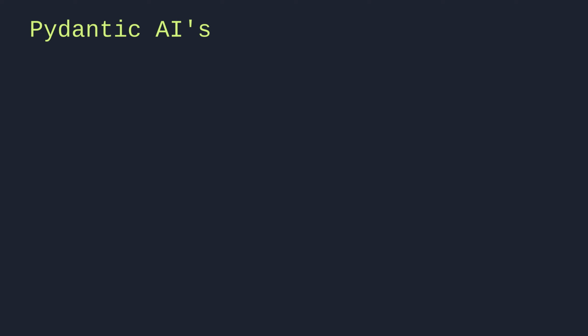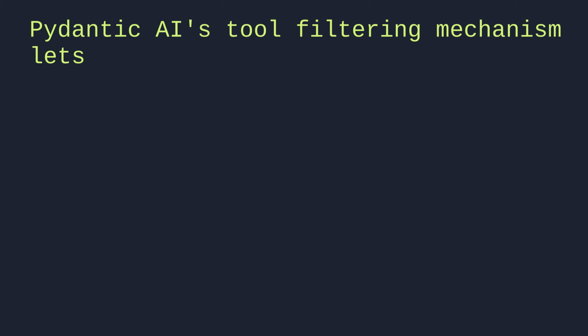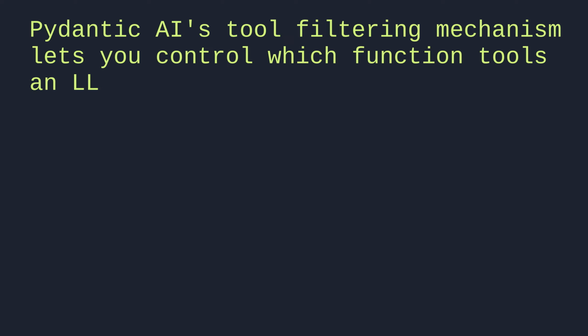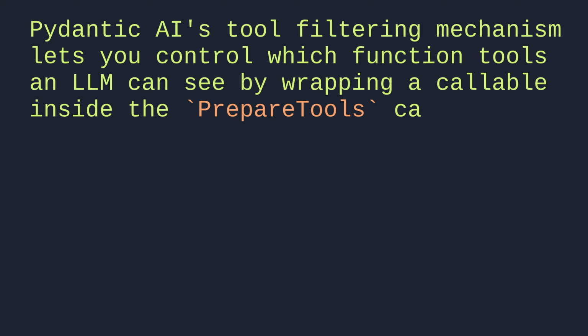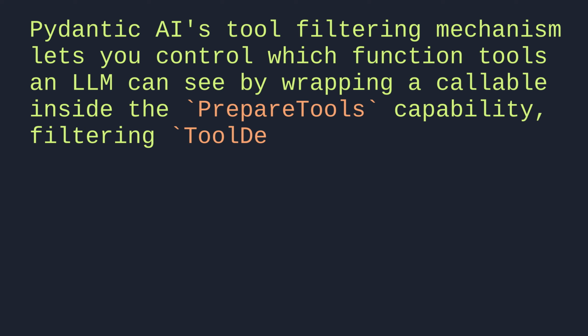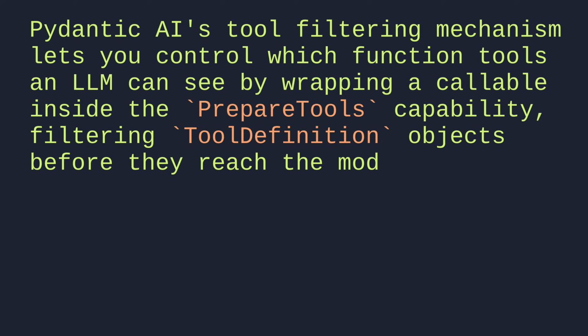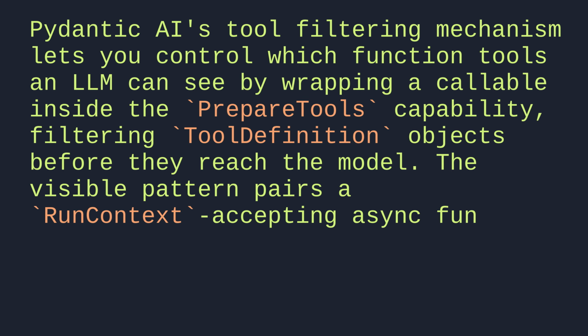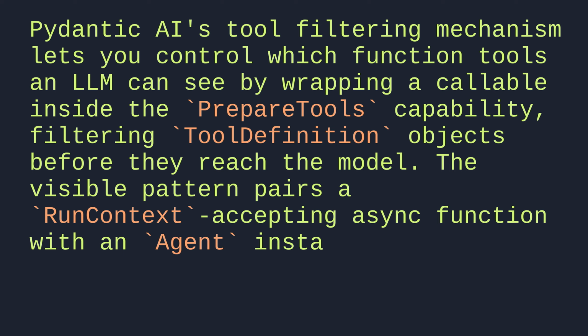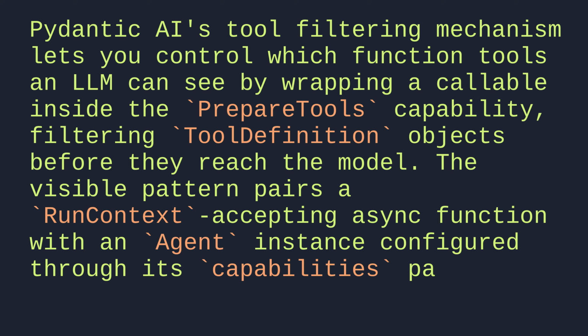Pydantic AI's tool filtering mechanism lets you control which function tools an LLM can see by wrapping a callable inside the PrepareTools capability, filtering tool definition objects before they reach the model. The visible pattern pairs a run context-accepting async function with an agent instance configured through its capabilities parameter.